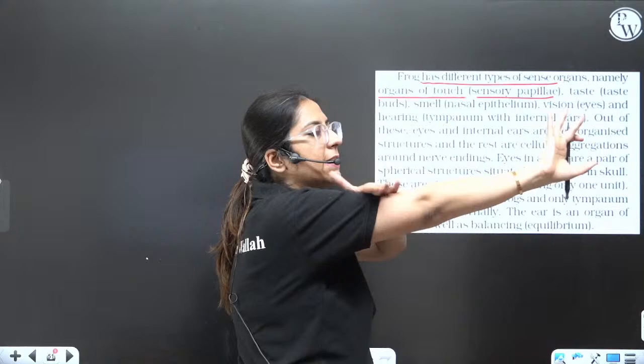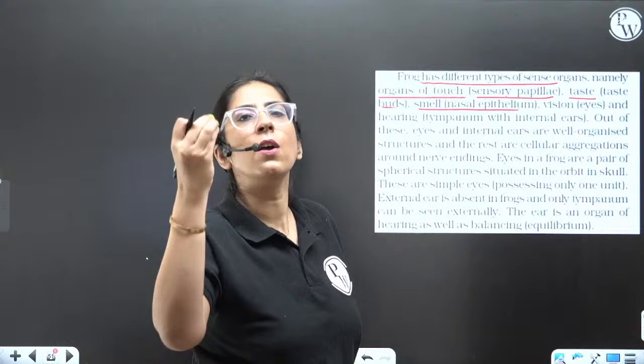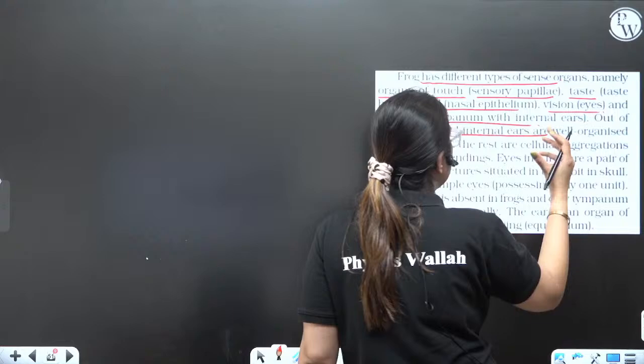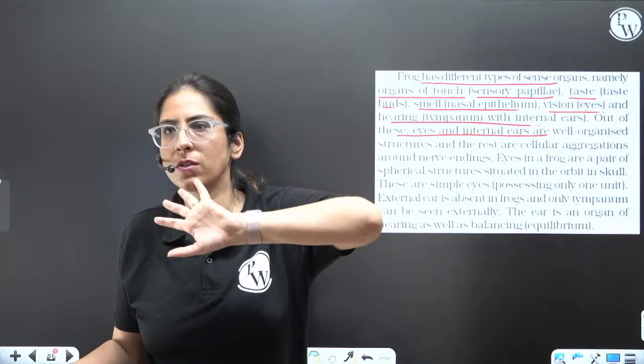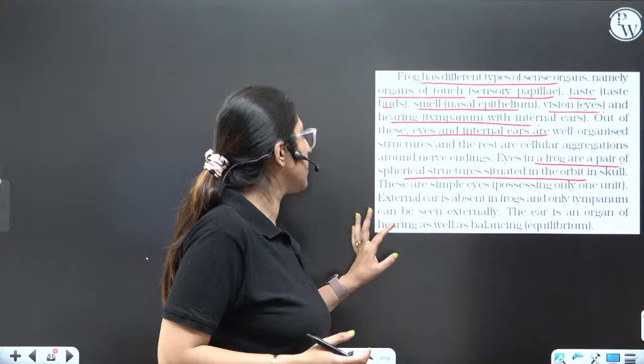Taste buds are there. Again, just nerve endings. Smell: nasal epithelium. They have nostrils. In the nostrils, nasal epithelium is there, which is just nerve endings. Vision, eyes, and hearing are there. Out of these, eyes and internal ears are well organized structures. The rest are all nerve endings, cellular aggregations of the nerve endings. Frog eyes are paired spherical structures situated in the orbits. They are simple eyes. External ear is absent. Only tympanum is seen externally.